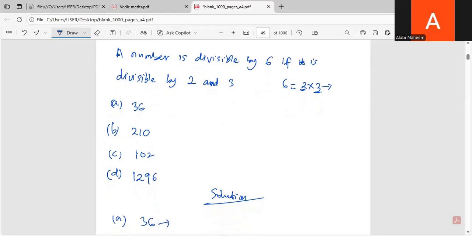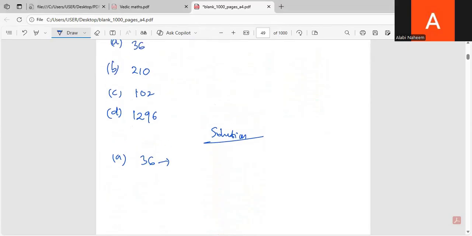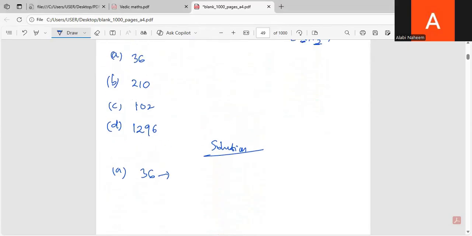The first one is 36. Is it divisible by 2? Yes. Because the rule for 2 says that if the number ends in an even digit, then it is divisible by 2. And 36 ends in 6, which is an even number. So it is divisible by 2.